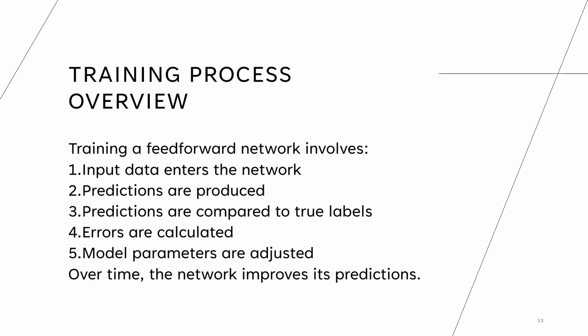The difference between the predicted value and the true value is used to calculate an error. Based on that error, the model adjusts its internal parameters in order to reduce future mistakes. This process repeats many times as the network is exposed to more examples from the training dataset. Over time, the network becomes better at capturing patterns in the data and producing more accurate predictions.